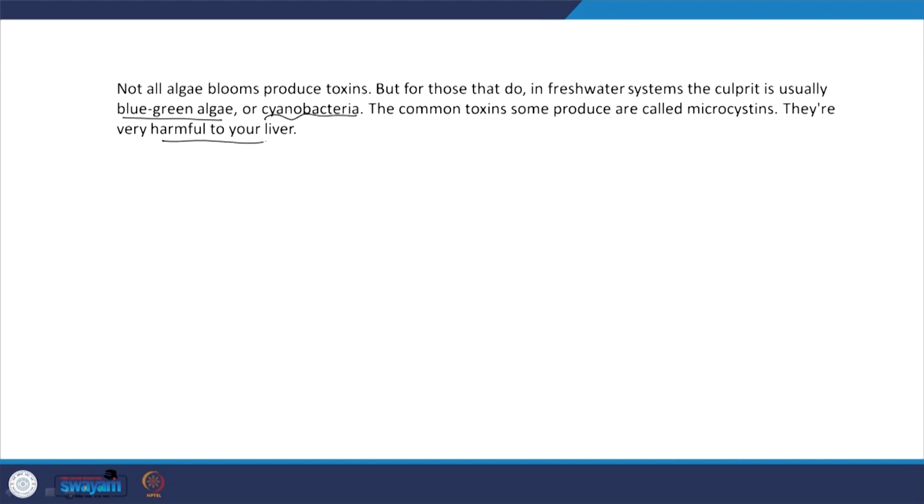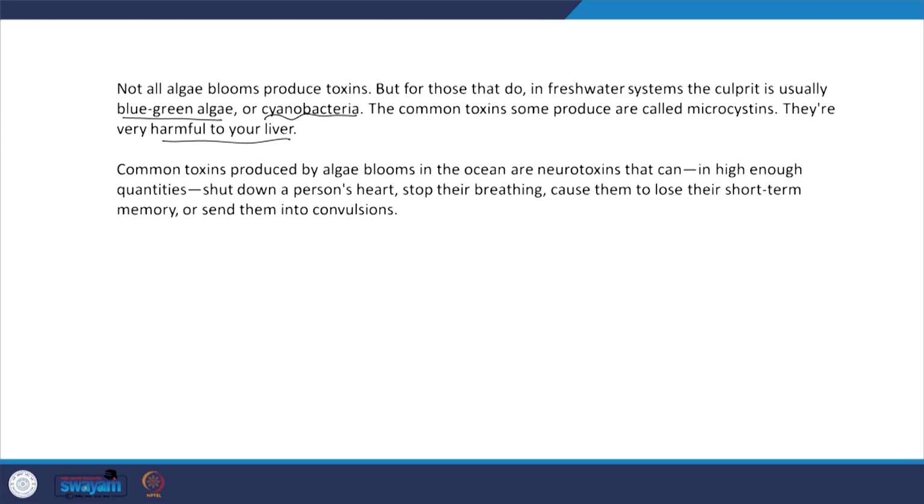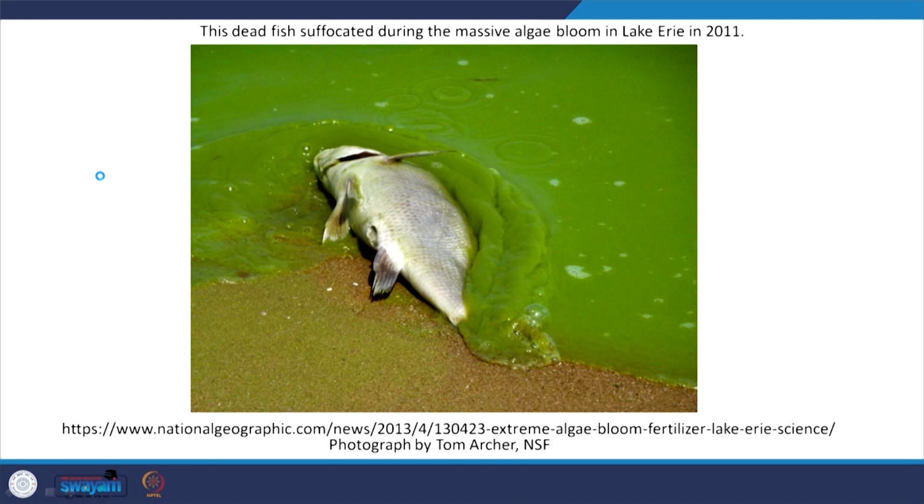Again, they are very harmful to your liver, and again neurotoxins that can shut down a person's heart or stop their breathing or cause them to lose their short term memory or send them into convulsions. These are common toxins, I guess. So, again even though I am selfish, sometimes I need to be concerned, if not short term, long term issues. We see that aquatic life is going to be remarkably affected and devastated.